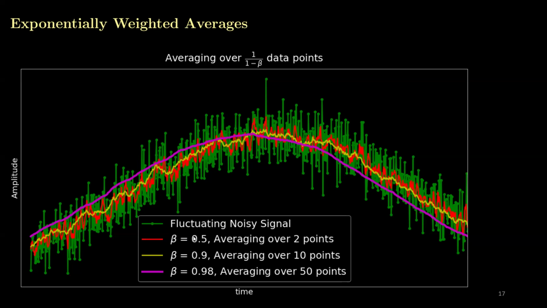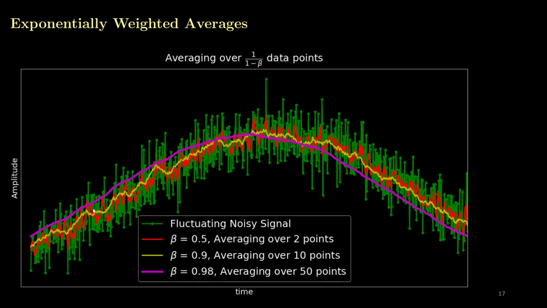If you select beta equal to 0.5, it means you are taking the average over 2 points. This is the equation for selecting the points. If you put beta equal to 0.5, you will get 2 data points. If you put beta equal to 0.9 here, you will get 10 data points. And if you put beta equal to 0.98, you will get 50 data points. So beta is the parameter which controls the moving average, and it also controls how much smoothing you need. If you put a large value of beta, it means you are averaging more points, and you will get more smoothing.